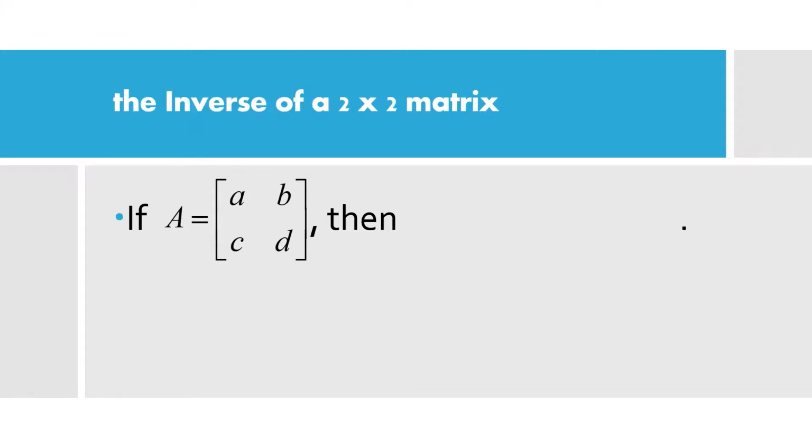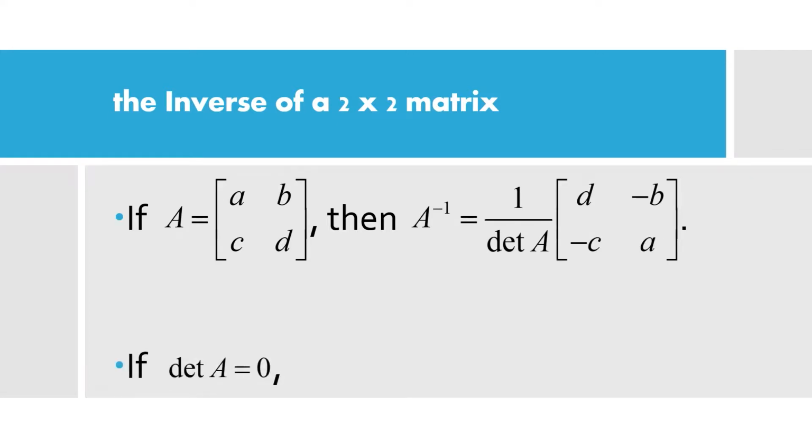So here's the formula for a 2 by 2 matrix. First of all, the determinant of the original matrix cannot be 0. If it is 0, then the inverse doesn't even exist, because the formula starts off with a scalar, and in the denominator of that scalar is the determinant of the original matrix. And you can't divide by 0.